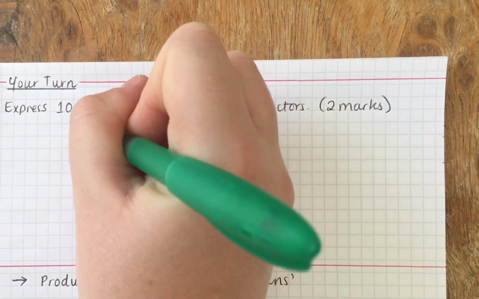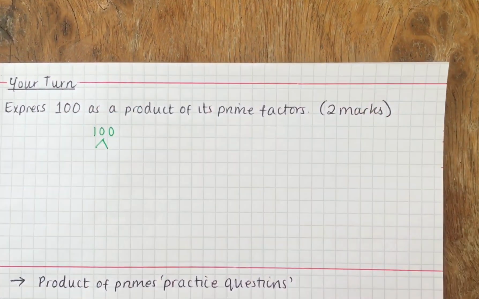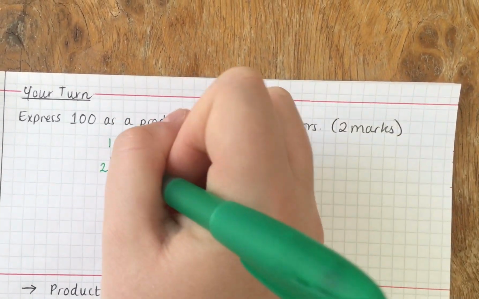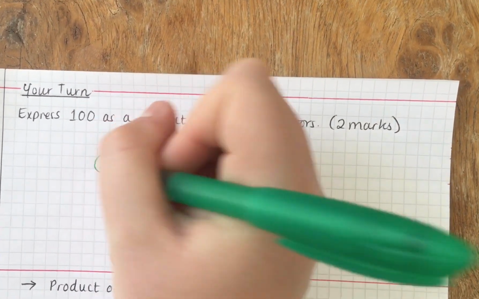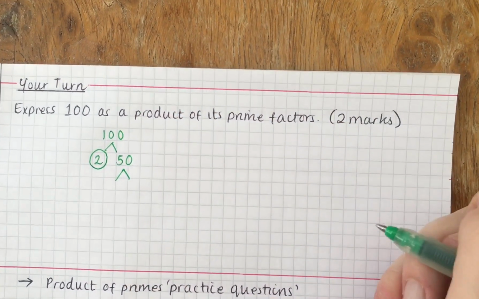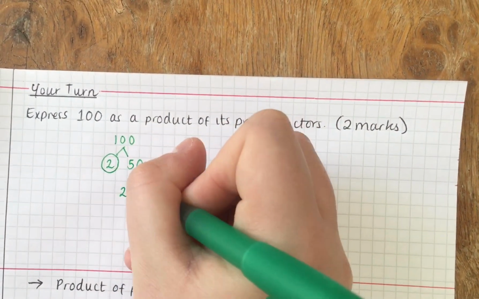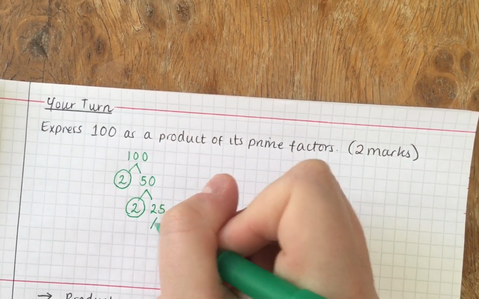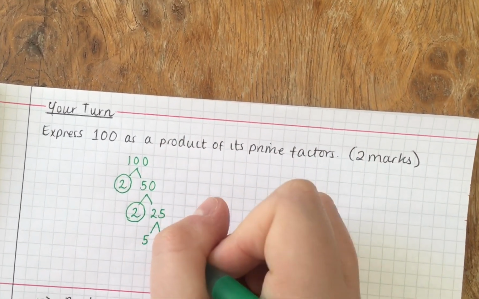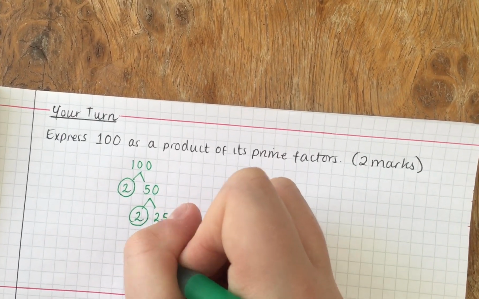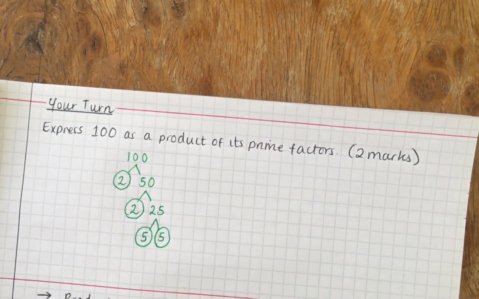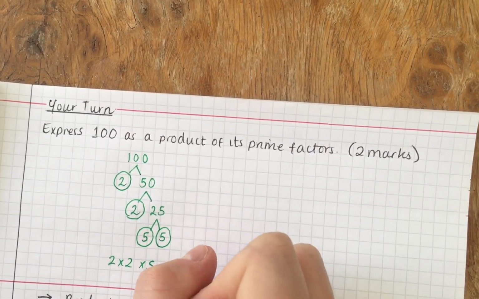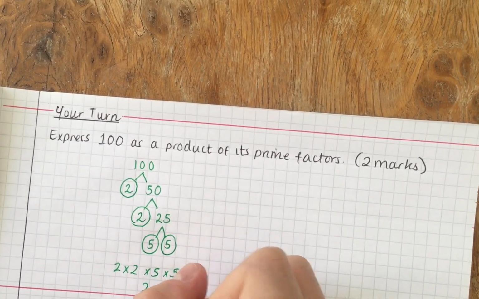So 100 as a product of primes, we know that 100 is even, so we can divide it by 2. And we know that 2 times 50 is 100, so we circle the 2. Then we carry on with the 50. We know that that's even again. We know that 2 times 25 is 50. Circle that. 25, we can split it into 5 and 5. Circle both of those. So our final answer here is 2 times 2 times 5 times 5, or 2 squared times 5 squared.